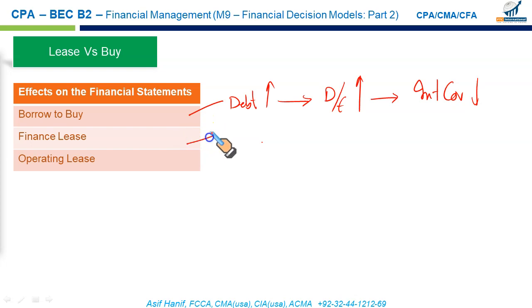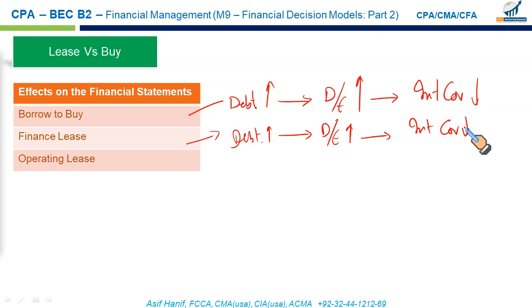If you go for finance lease, in that case, you will debit the right of use asset. We discussed this earlier. And at the same time, you will recognize a liability. So when you recognize a liability, debt will go up. It will have the same effect. Your debt to equity goes up, and your interest coverage will fall initially. But as the interest element keeps on reducing with every payment you make on lease, the interest coverage ratio will then subsequently be better.